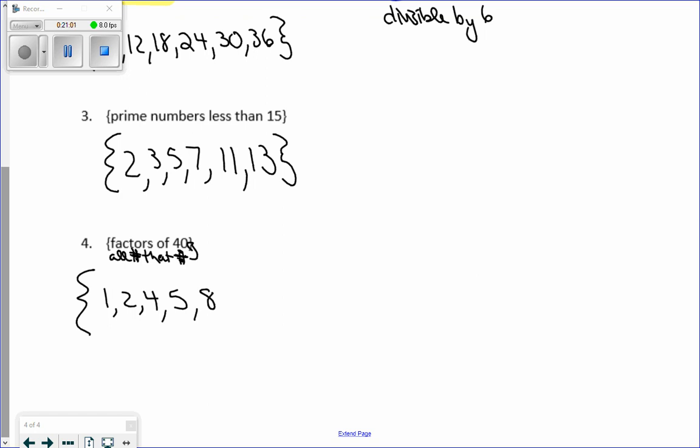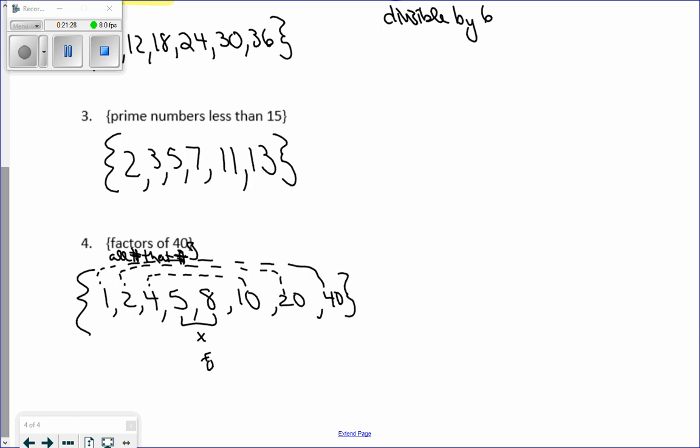Okay, right here. You see how 5 times 8 is 40? What we do is we call this a halfway pair. So now all I have to do is figure out the next halfway pair. Well, 4 times what is 40? 10. 2 times what? 20. And 1 times what? 40.